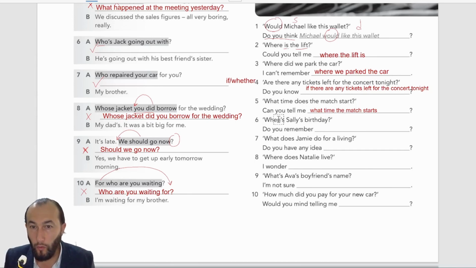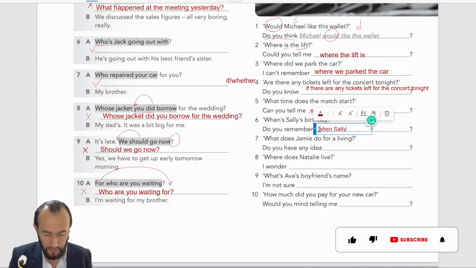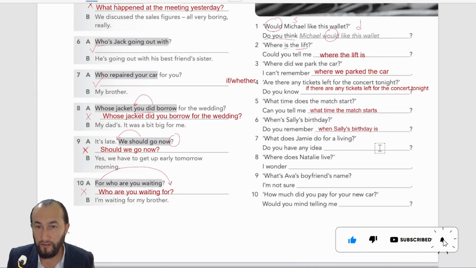Number six, when is Sally's birthday? When is, because is is coming before birthday, before the subject. So, do you remember when Sally's birthday is? When Sally's birthday is.